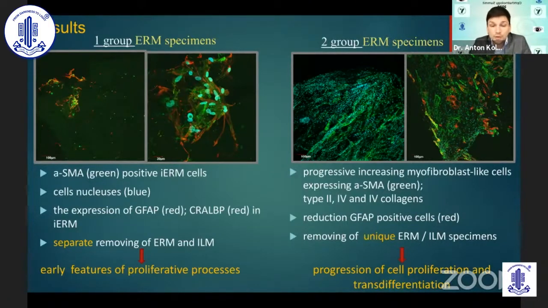In the second group, we revealed progressively increasing myofibroblast-like cells, which is responsible for the upregulation of type 2, 4, 6 collagen. Also CD45 positive hyalocytes and reduction of GFAP positive cells. We concluded that the alpha-SM actin expressing transdifferentiated Müller cells and other cells represent myofibroblast-like cells and are responsible for the membrane contraction.